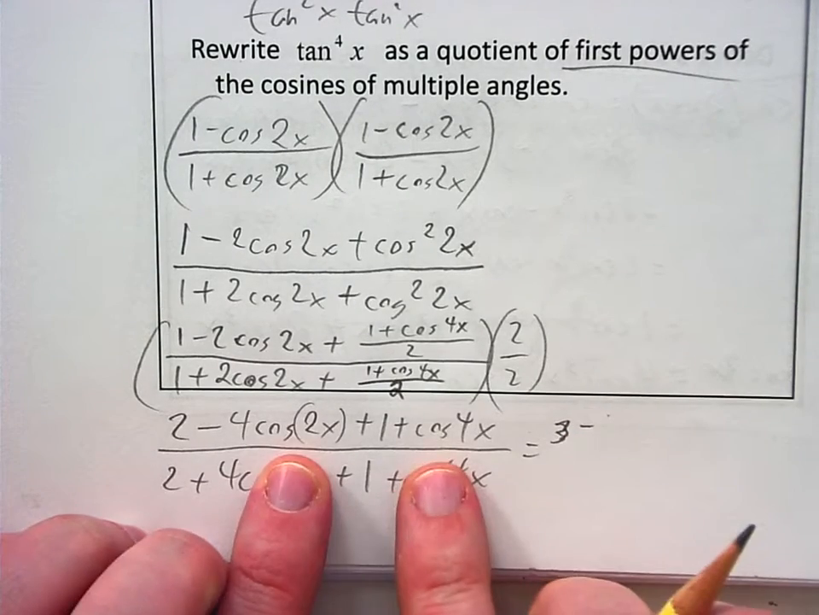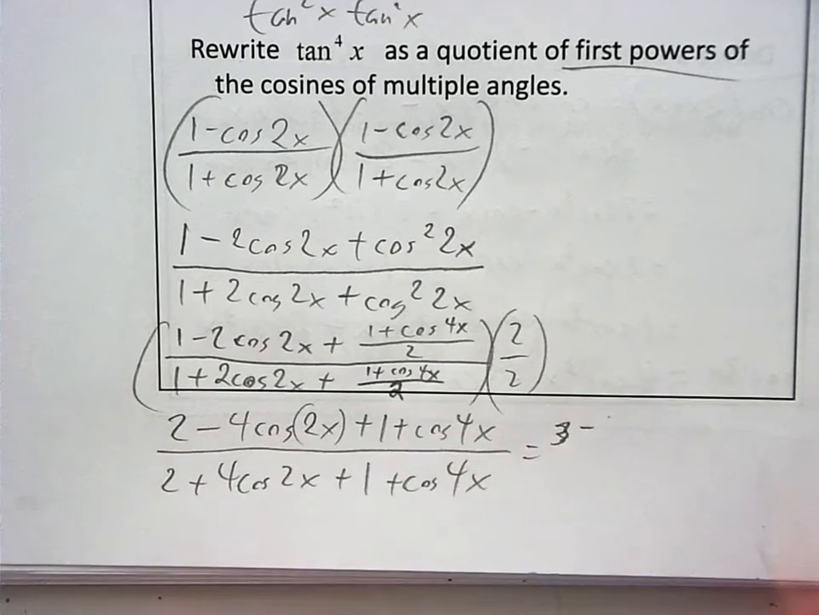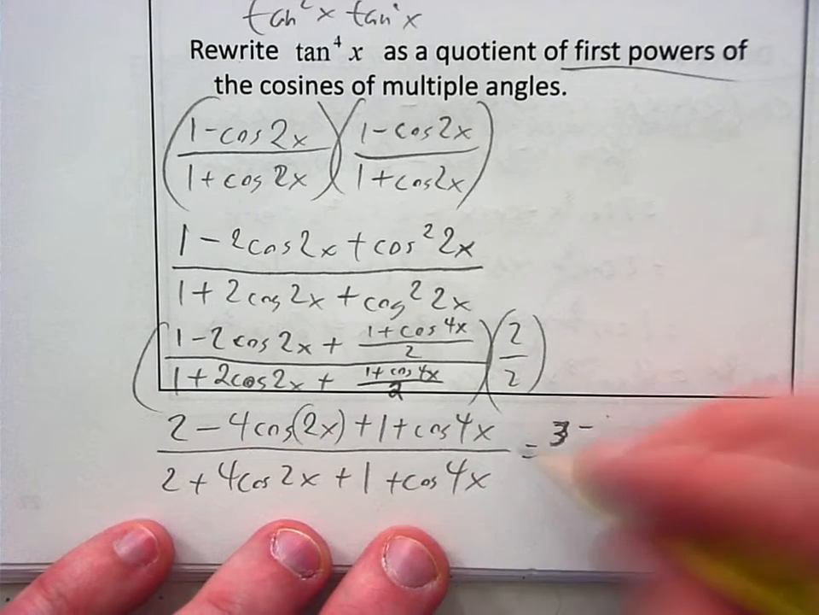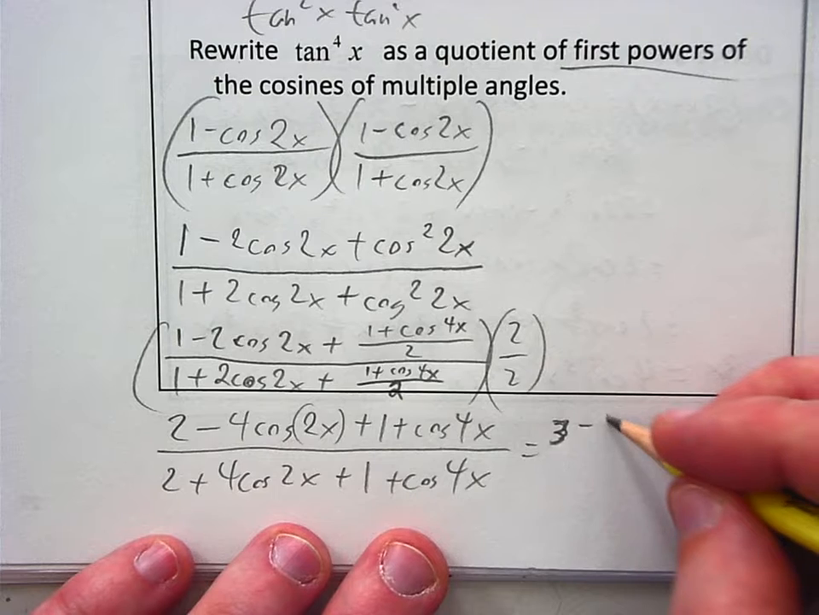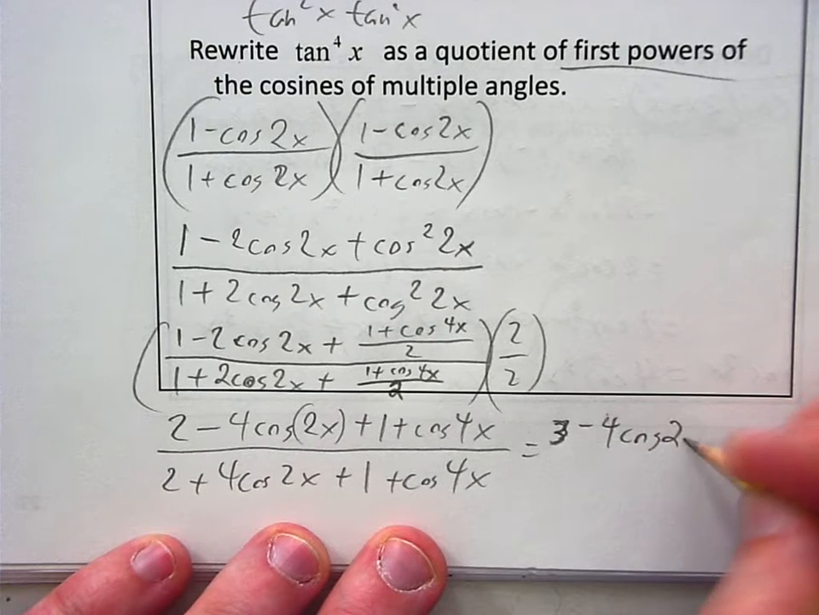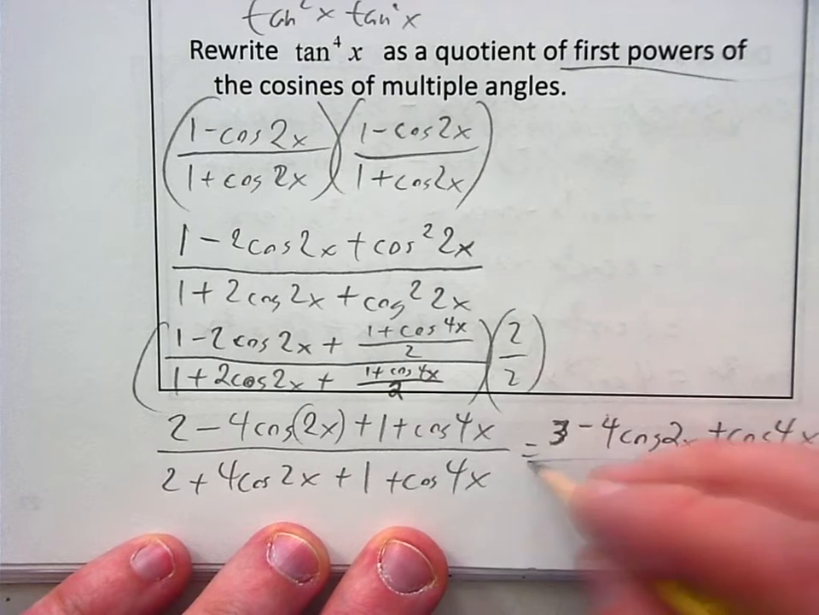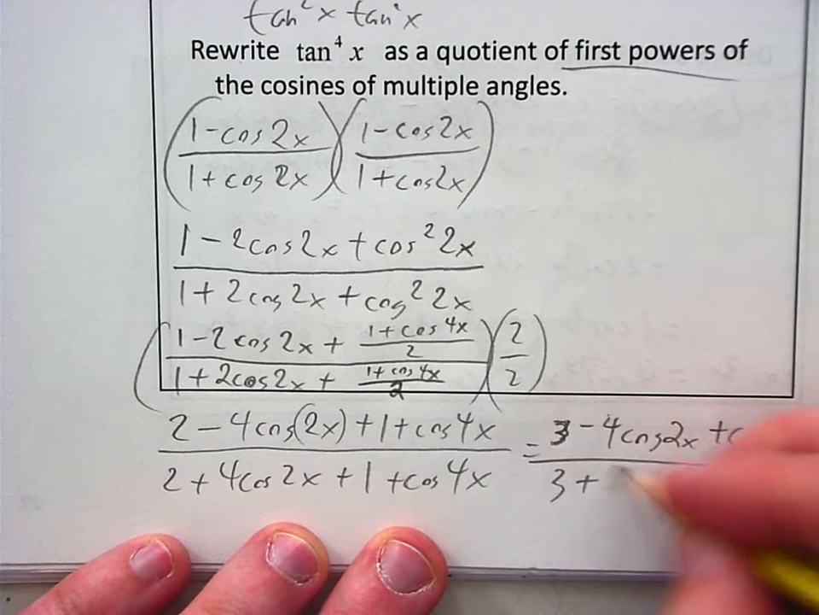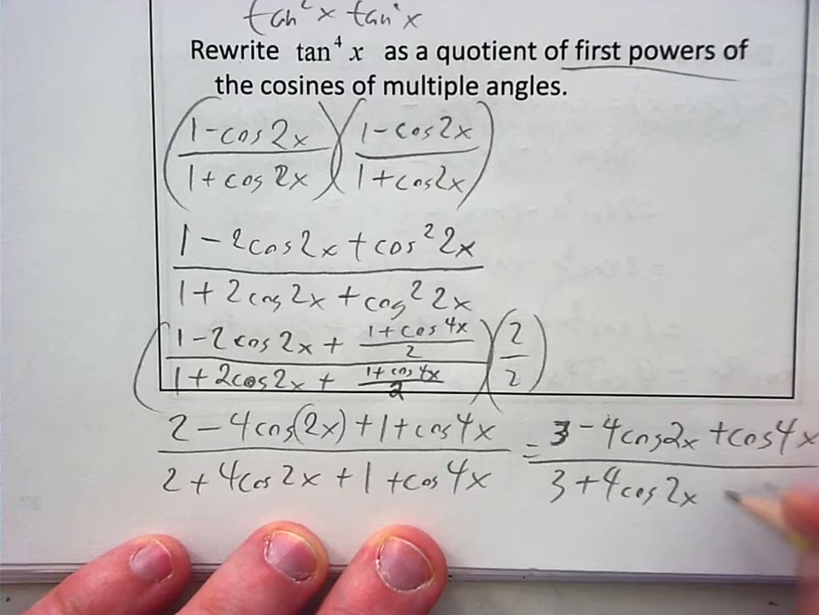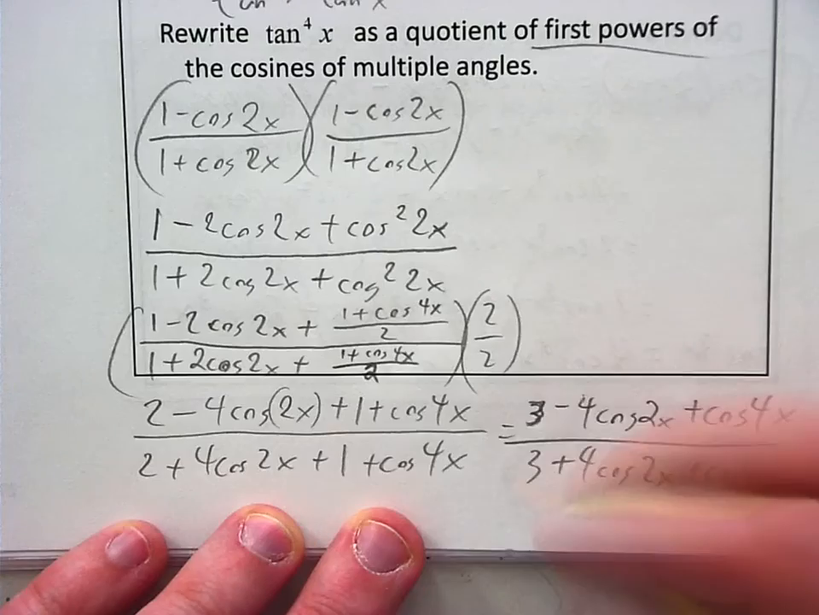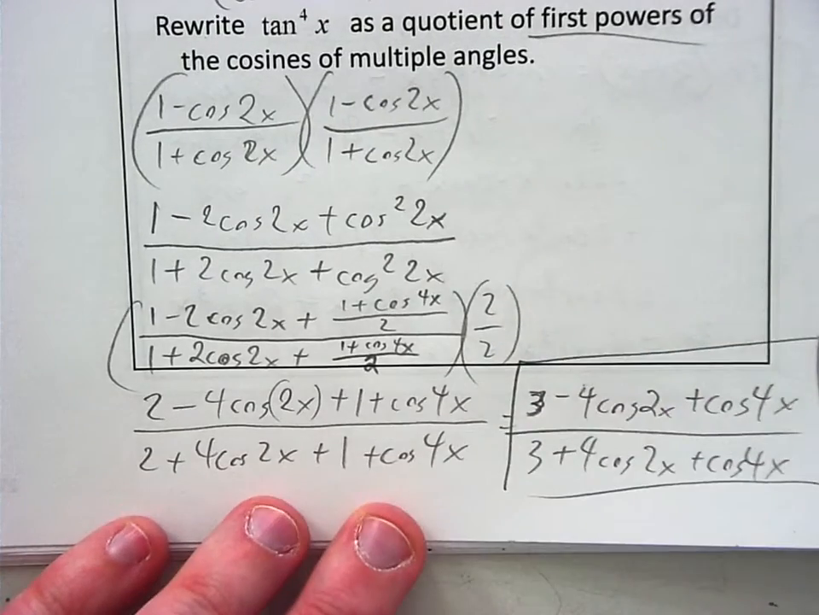Now, will these combine together? No, because one's 2x and one's 4x. So actually, the only thing that you can combine here is the 3 out front, and then you have minus the 4 cosine 2x. Yep, again, exactly the same, just plus. That would be your answer.